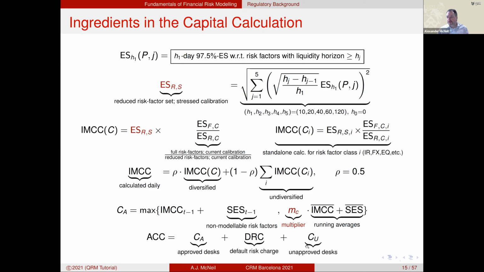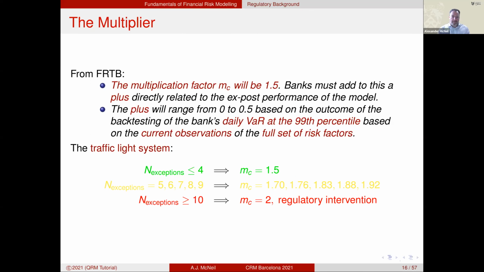But if a desk is not approved to use the internal model, then they're using a standardized approach. And then there are some other add-ons like a default risk charge. But I want to talk about the multiplier now. This is what the Fundamental Review of the Trading Book says about the multiplier.